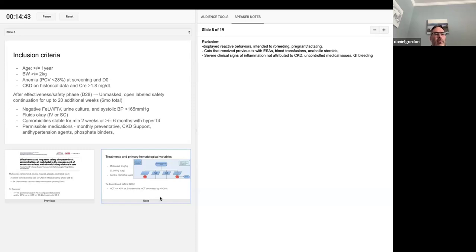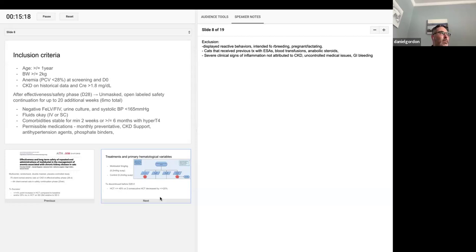After the effectiveness and safety phase, which was that first 28 days, they ended up opening this up to an unmasked open label study for an additional 20 weeks, or a total of 6 months. And they controlled their population via a negative FeLV, FIV test, urine cultures that were negative, and systolic blood pressures of less than 165 millimeters of mercury.